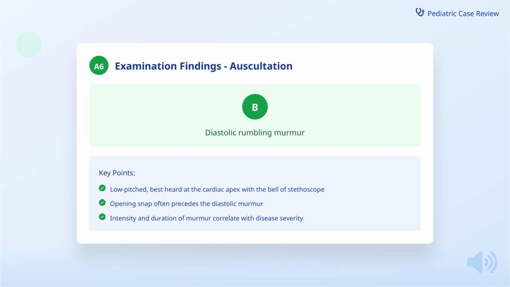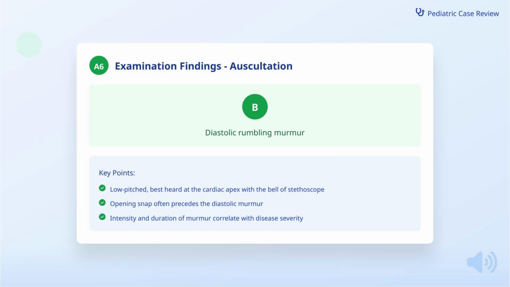The diastolic rumbling murmur is the classic auscultatory finding in mitral stenosis. This low-pitched murmur is best heard at the cardiac apex using the bell of the stethoscope, as it is caused by turbulent blood flow across the stenotic mitral valve during diastole.